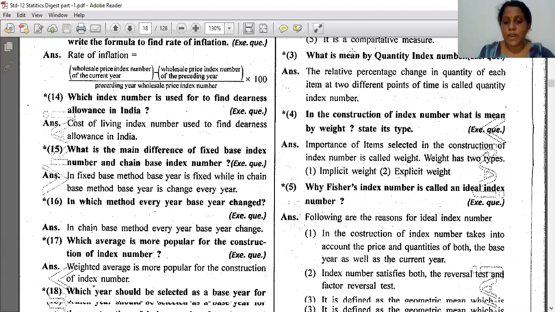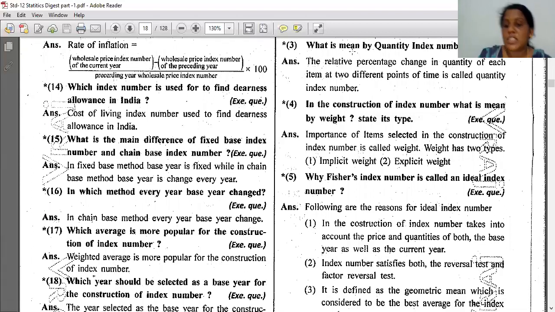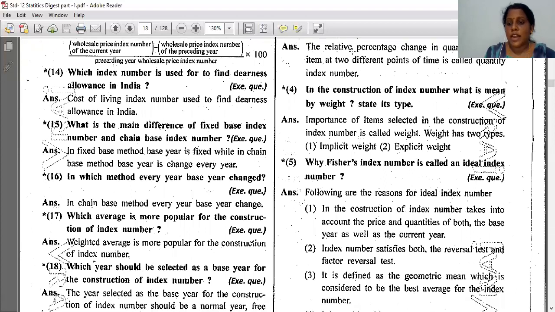Fifth one is why Fisher's index number is called an ideal index number. This is also one important question. This question is also asked in the board. So, following are the reasons for ideal index number.